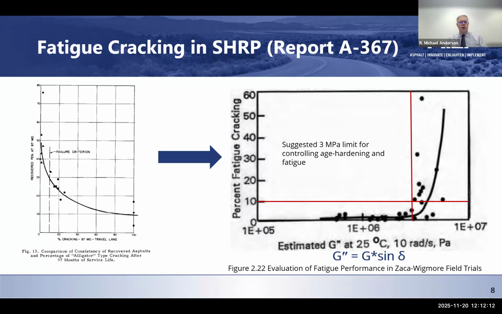This was from part one. We showed this slide, which came from the Sharp A367 report. And on the left-hand side, that's the figure that came from that report of the Zaca-Wigmore asphalt test road. It shows recovered penetration on the y-axis versus percent cracking. And there's a dashed vertical line. I'm going to see if I can highlight it here.